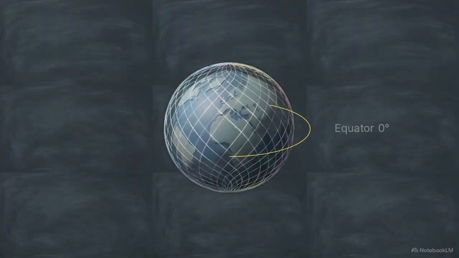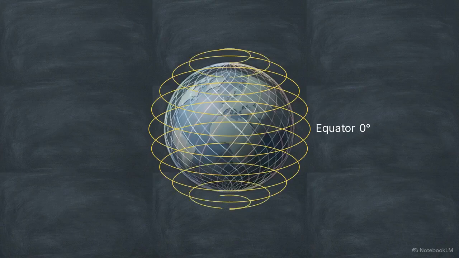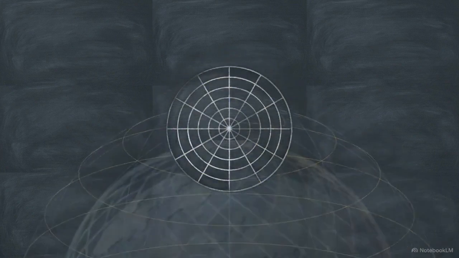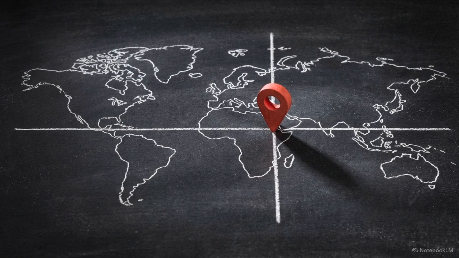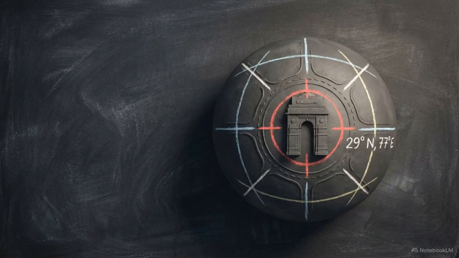This animation illustrates lines of latitude, or parallels, wrapping east to west to measure distance north or south from the equator. Lines of longitude, or meridians, radiate vertically to measure distance east or west. At the poles, parallels remain parallel, but meridians converge. Combine these 2 sets of lines, and you get an exact point of intersection. 40 degrees north and 74 degrees west drops you in New York. 29 degrees north and 77 degrees east places you in Delhi.